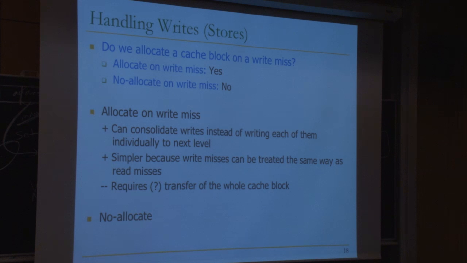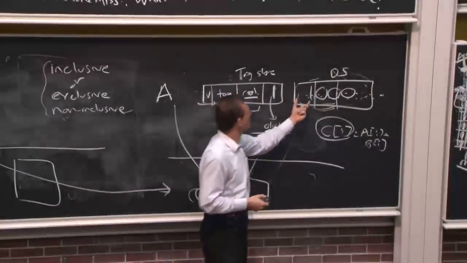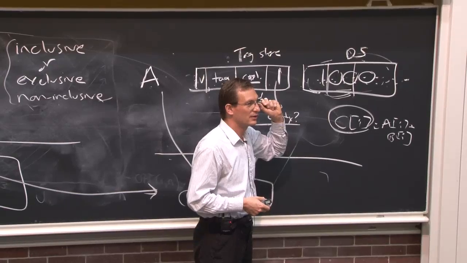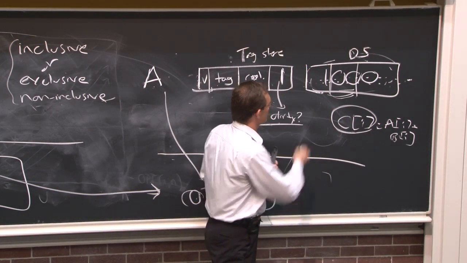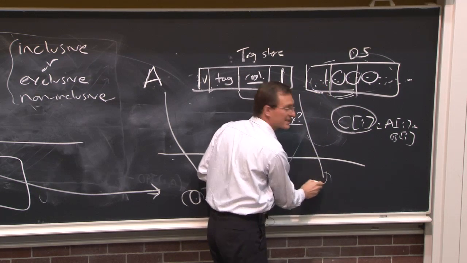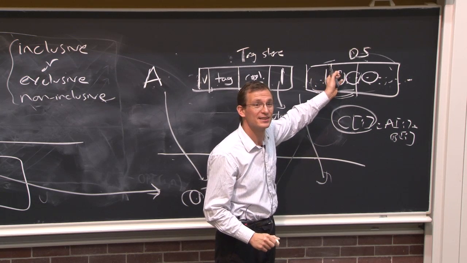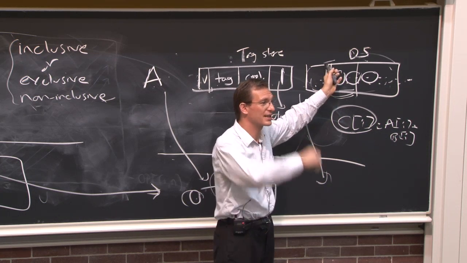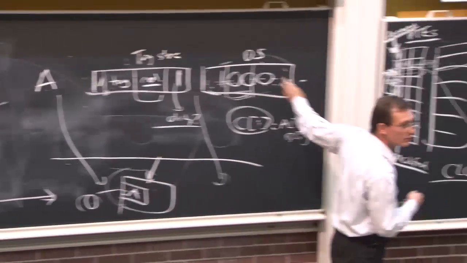So there's a trade-off. If you don't allocate on a write miss, this conserves cache space if locality of writes is low. For example, you do a write to one block, and you don't allocate. You just do the write through the cache, meaning you don't have a block allocated for that write, but the write goes to the next level directly. If that's the case, you save cache space, right? Because you don't pull in a block into the cache. And this is useful assuming you're not going to use that block.